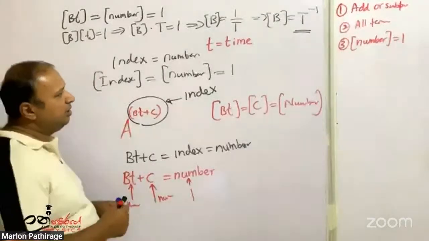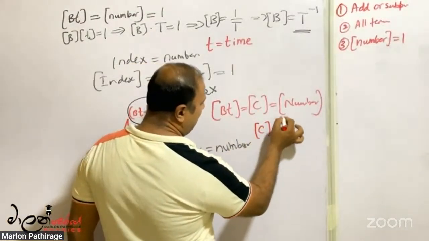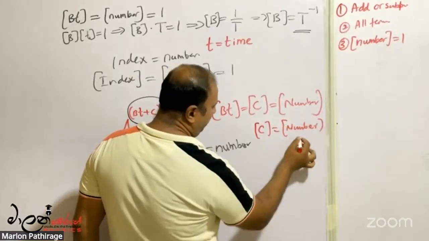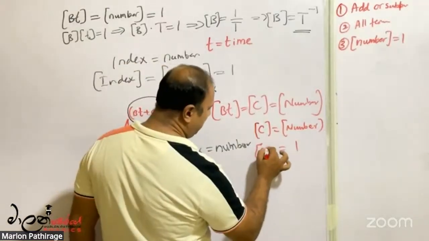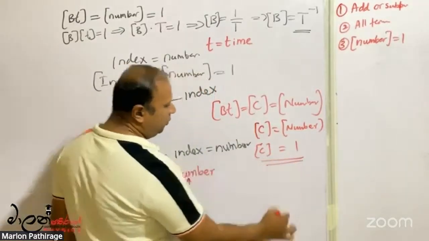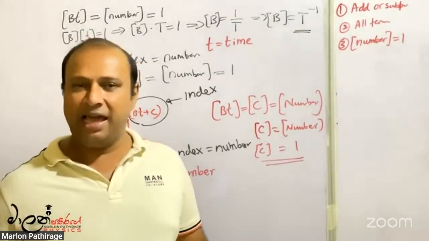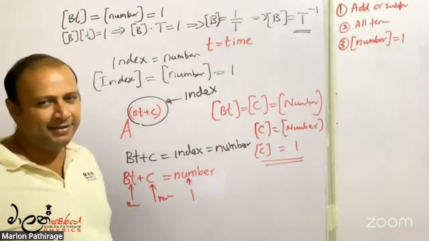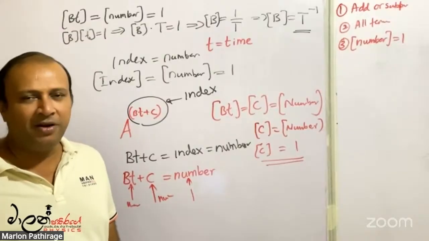Then the dimension of C can be easily determined. The dimension of C is equal to the dimension of a number. You know the dimension of a number is equal to 1. Therefore, the dimension of C is equal to 1. That means it has no dimension. From that we can determine the dimension of an unknown physical quantity.